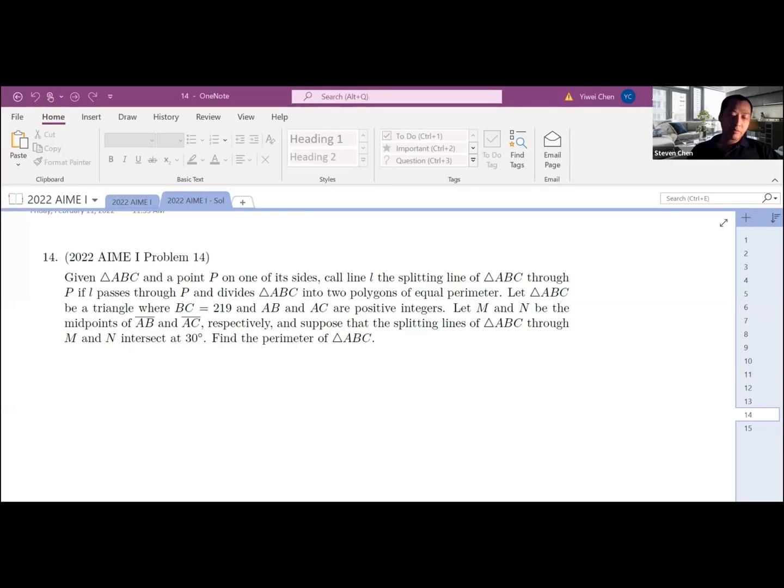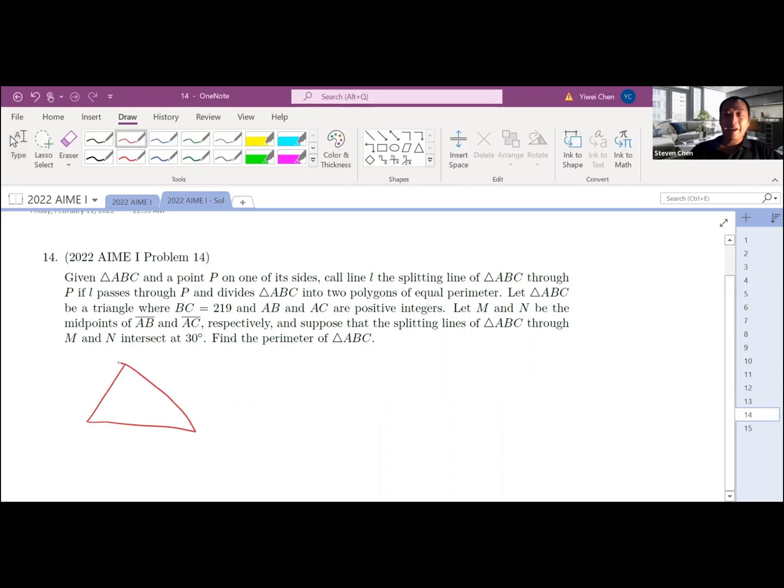Now let's look at problem 14 in 2022 AIME 1. So this problem says the following thing. It defines an important concept called the splitting line of the triangle ABC. So it means the following thing.